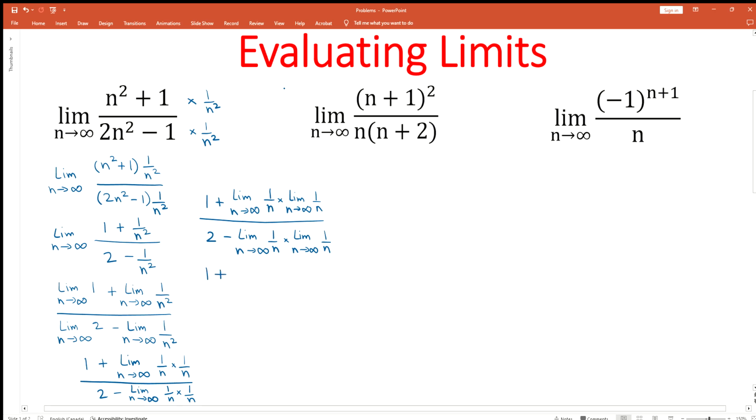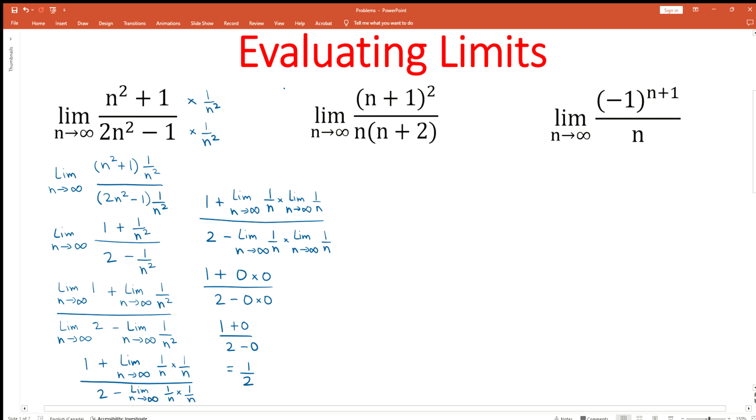Limit n approaches infinity for 1 over n is equal to 0 because as n approaches infinity, 1 over n becomes equal to 0. I get 1 over 2. This is the value of the first limit.